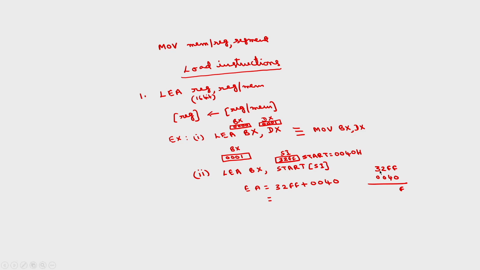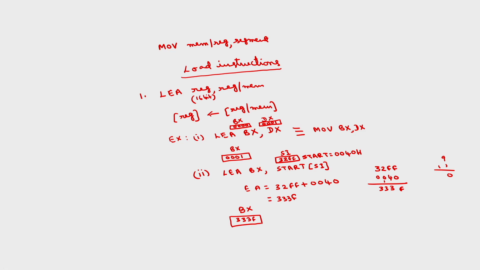F plus 4: F plus 1 is 10, F plus 2 is 11, F plus 3 is 12, F plus 4 is 13. This will be 13. Like in case of decimal, 9 plus 1 will be 10, 9 plus 2 will be 11, like that. Here F is 15, the maximum number, F plus 1 becomes 10. So, simply 333F. After the execution of this instruction, BX will be loaded with 333F, directly the effective address.